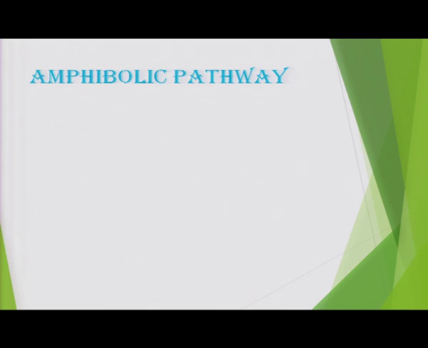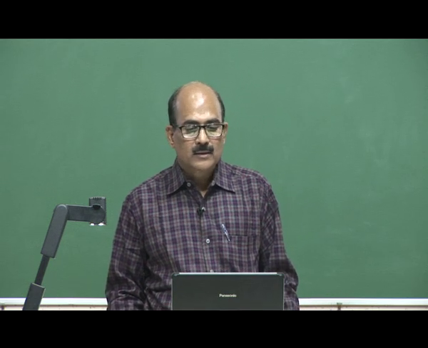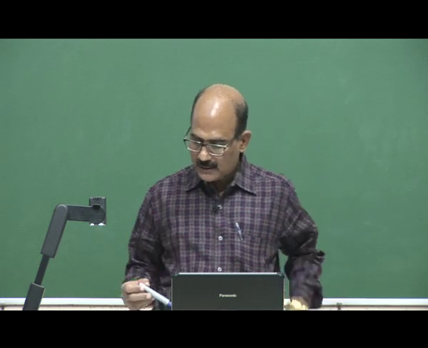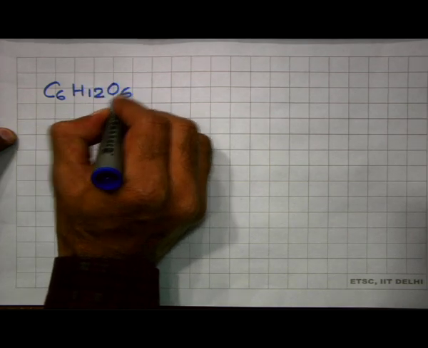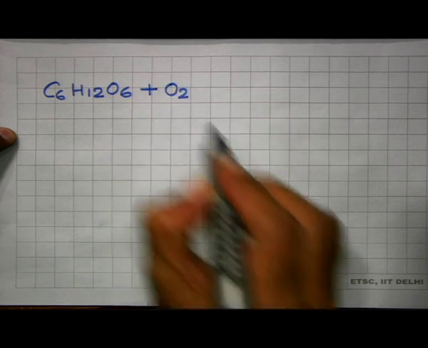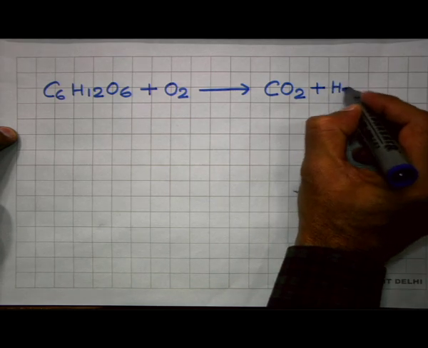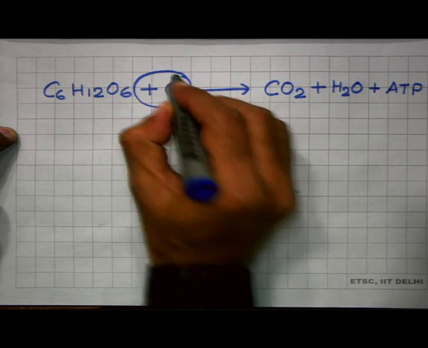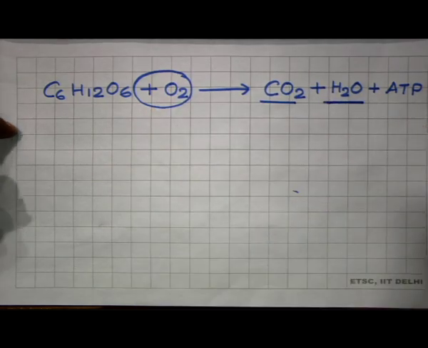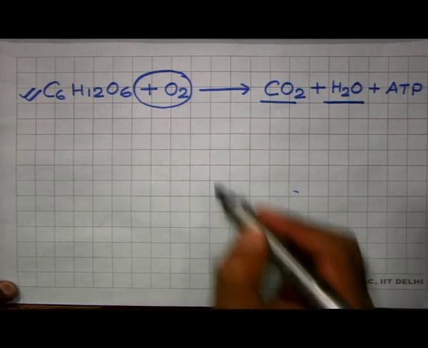Now, respiration is an amphibolic process. Amphibolic means where both catabolic and anabolic processes take place. Generally, the reaction of respiration is depicted as: the glucose molecule, with the help of oxygen, if oxygen is present, is converted into carbon dioxide, water and ATP. If oxygen is present, then carbon dioxide and water are formed and ATP is formed. To see this reaction, it shows that this is the catabolic reaction.